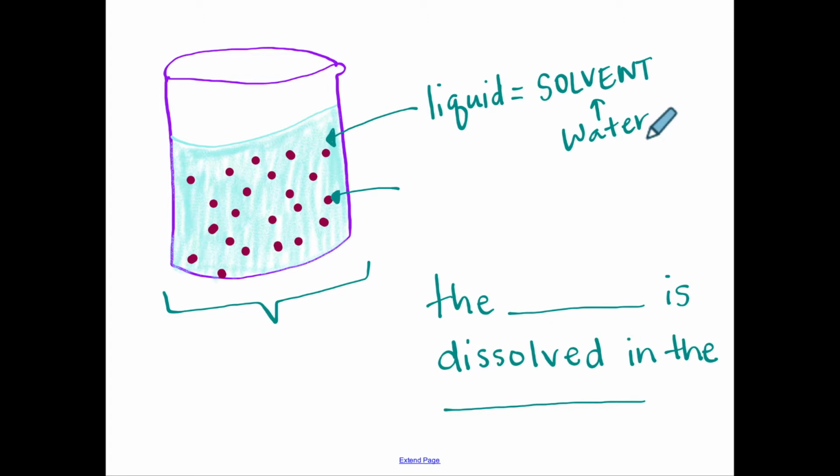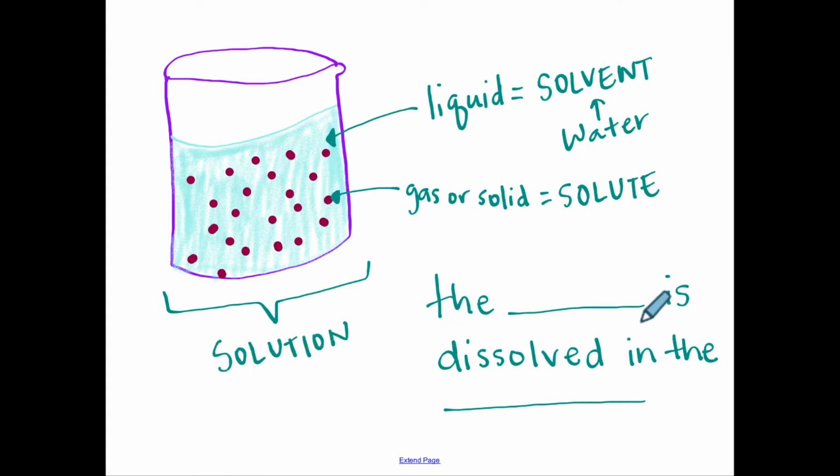In a solution, you also have either a gas or a solid that is dissolved in the liquid, and that is known as the solute. The whole thing together is called the solution. So in a solution, the solute is dissolved in the solvent.